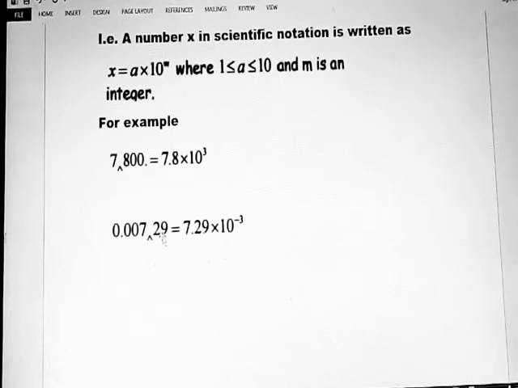For example, we have another number 0.00729. Its scientific notation is 7.29 multiplied by 10 power minus 3. Now 0.00729 represents x, 7.29 represents a, while this minus 3 represents the integer.